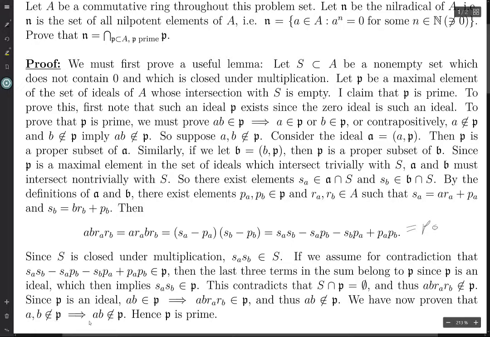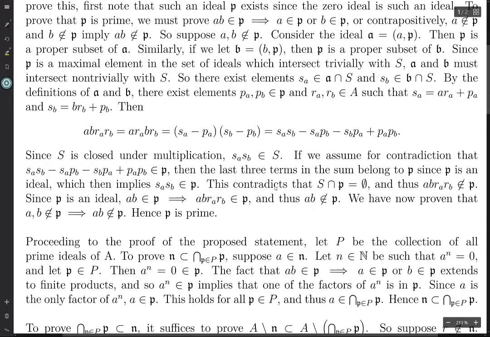Therefore, P is prime. Alright, so we've proven that if we take a non-empty subset S which does not contain 0, then the maximal element of the set of ideals whose intersection with S is empty is a prime ideal.